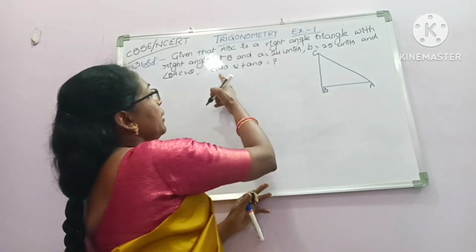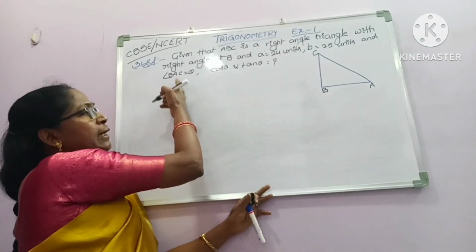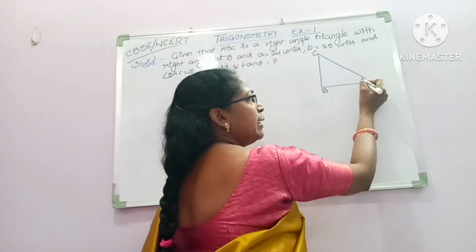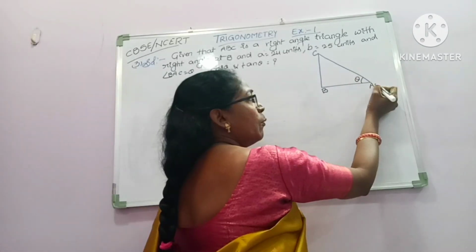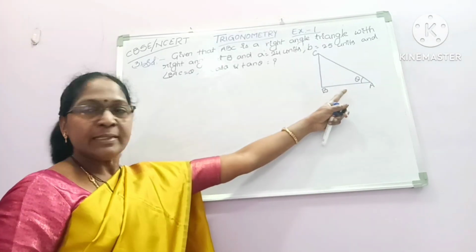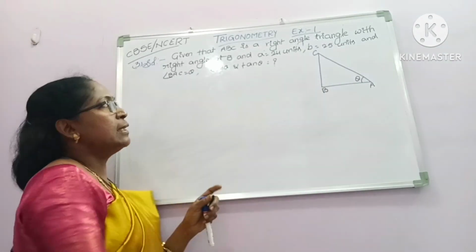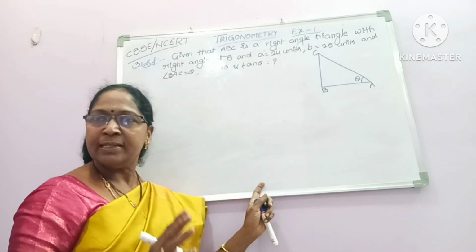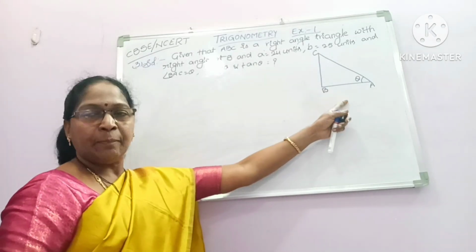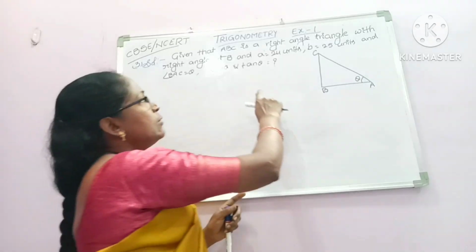In this, you have to represent angle A equal to theta. That is already given, so wherever angle A is, at vertex A, you have to represent that the angle is theta. You have to represent it like this. Two sides of the right angle triangle are already given, so you have to mention those values here.